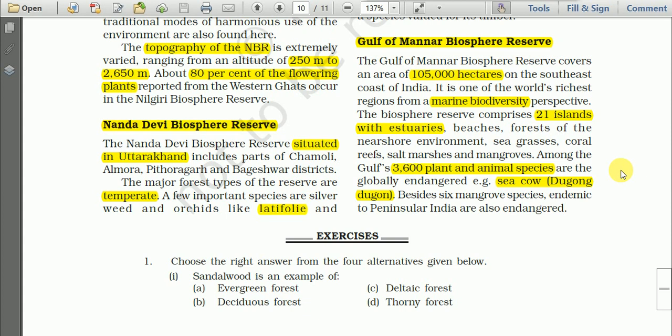Are you clear? Any question from your side regarding biosphere reserves or regarding the conservation of wildlife in India?